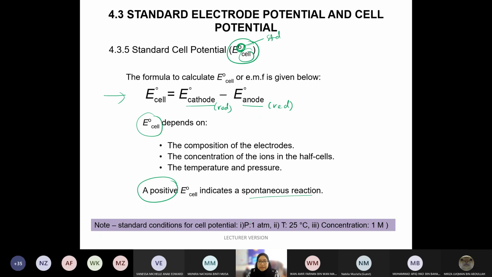So these are the standard conditions for the cell. The partial pressure needs to be 1 atm, temperature needs to be 25 degrees Celsius, and concentration needs to be 1 molar. This is very important, guys, because later on we have a non-standard electrode potential. This one is standard electrode potential. Next, we will have non-standard electrode potential, which we will vary the concentration. It's no longer 1 molar.